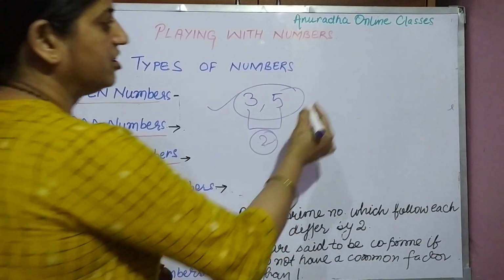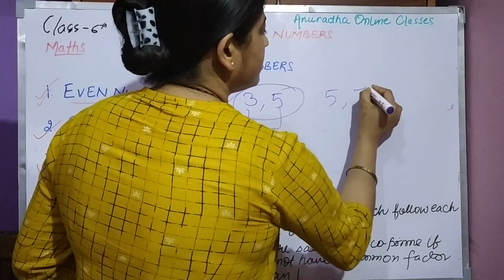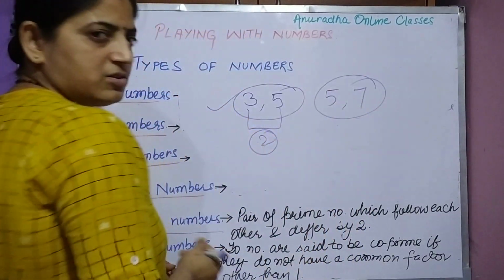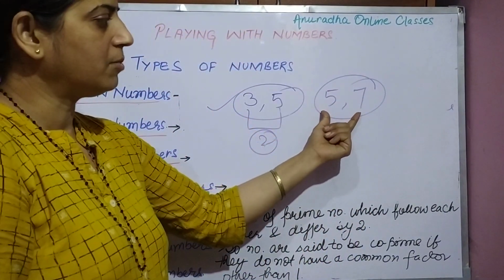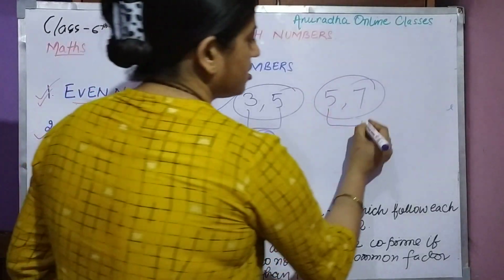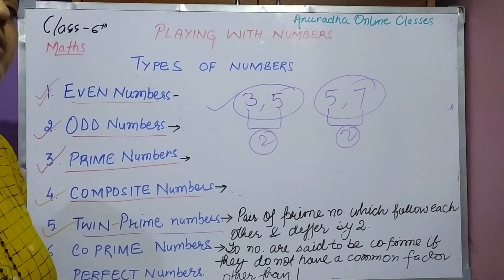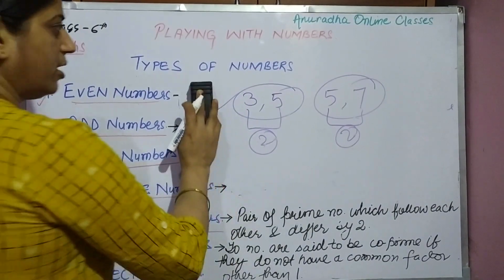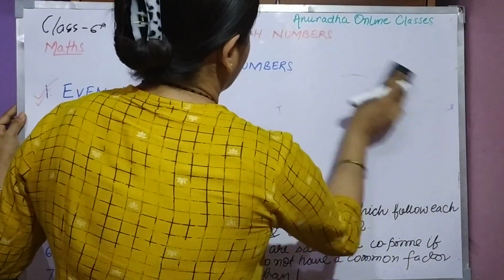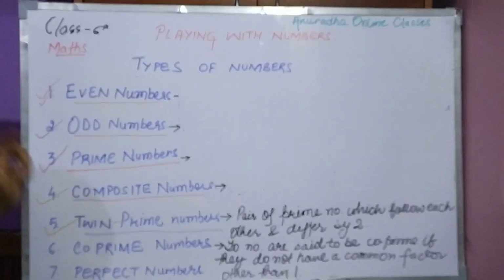Let us see the other one. 5 and 7. See, here also both are prime numbers and their difference is what? Their difference is 2. That means this is also a twin prime number. Okay children, I think this is clear to you. Now come to the next.